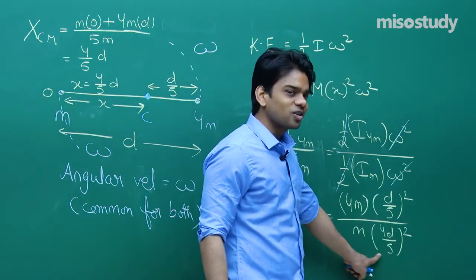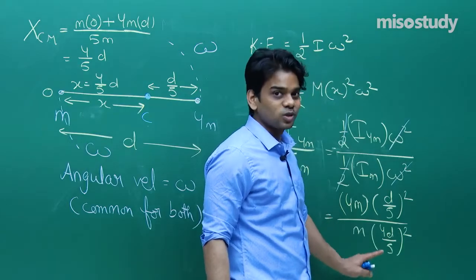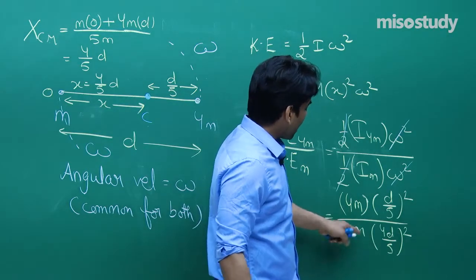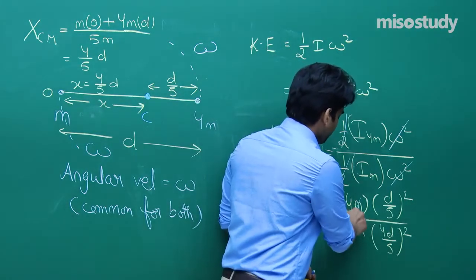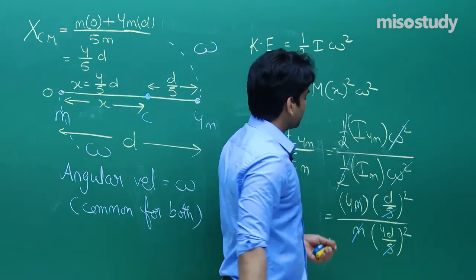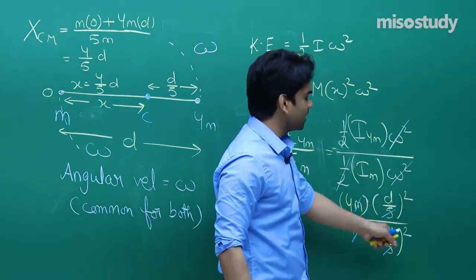This term will be cancelled out, that is 5 here and 5 here will be cancelled out. Both are in square, they will be cancelled out. And m will be cancelled out. Easily you can check that these terms will be cancelled out. You will be having 4d square divided by 16d square.